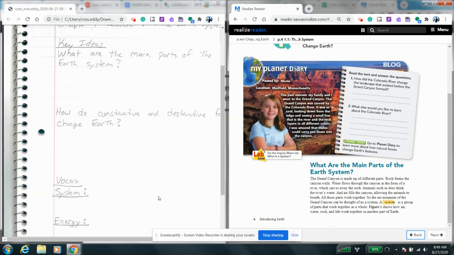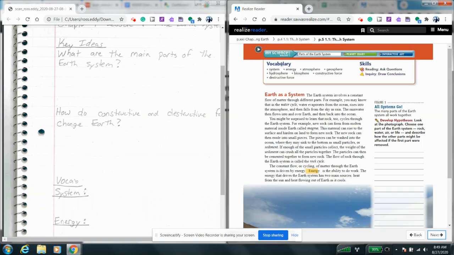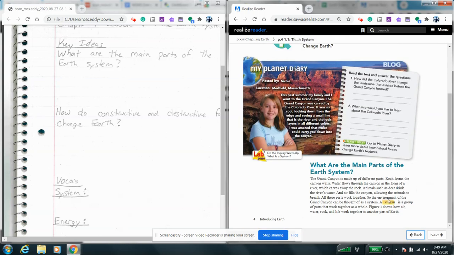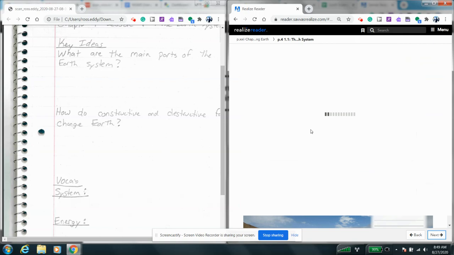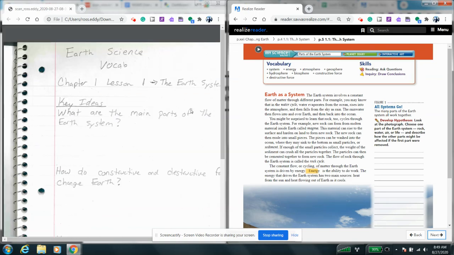Then we go down and we do our vocabulary. And the nice part about vocabulary, if you start to write them in order from left to right, top to bottom, they are in order. So if you do it that way, if you notice, I have system and energy. My first word is system. My second vocabulary word is energy.